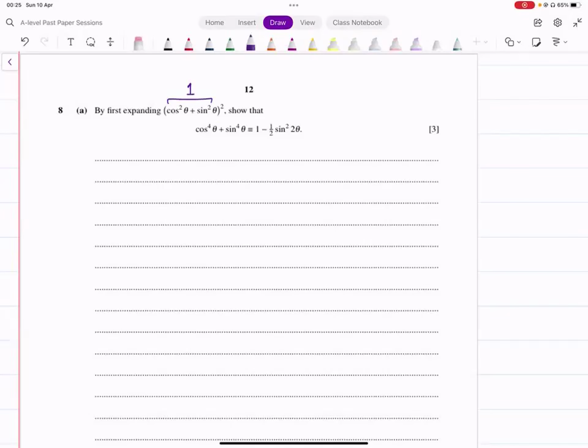Don't convert it to 1. It has asked to expand it as it is, so we just expand that without converting it to 1. Okay? Let's do that. (Cos square theta plus sin square theta) whole square, we have to evaluate this. So that's (a plus b) whole squared. That's a square, which becomes cos raised to power 4 theta, plus b square, that's sin raised to power 4 theta, plus 2ab, that's going to be 2 cos square theta into sin square theta.